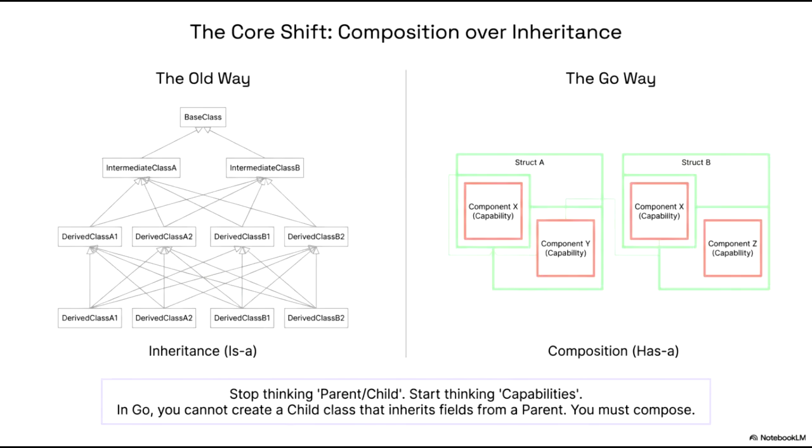The fundamental lesson here is to stop thinking in terms of parent and child relationships and start thinking about capabilities. In Go, because you cannot create a child class that inherits fields from a parent, you are required to compose your types. This design choice encourages the creation of more modular, flexible, and maintainable software.